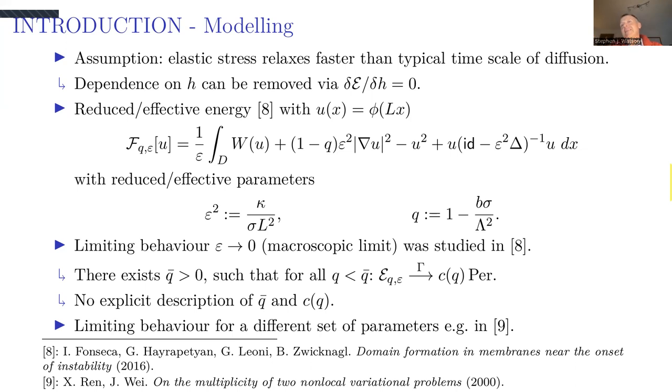Because you indicate that the gamma limit's just the perimeter, but that's not my recollection of the reduced model without the non-local part. Okay, maybe that helps you. If you look at the non-local term, if epsilon is very, very small, what you basically see is that this is the identity operator. So what you have is basically a difference of u squared minus u squared, which cancels out. So in the limit epsilon to zero, this phenomenon is cancelled.